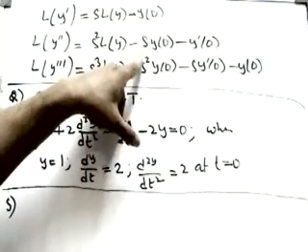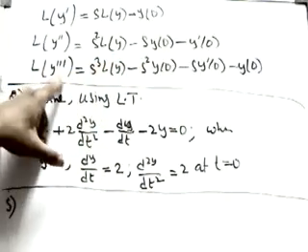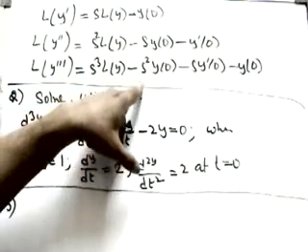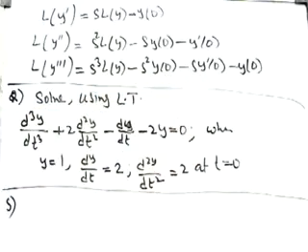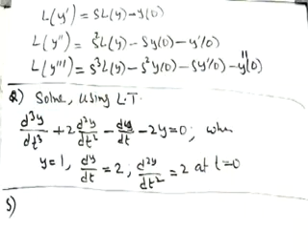Laplace of y double dash is s square into Laplace of y minus s into y naught minus y dash naught. Laplace of y triple dash is s cube Laplace of y minus s square y naught minus s into y dash naught minus y double dash naught.